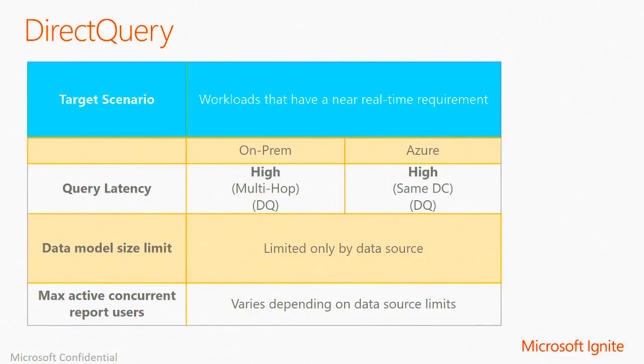Okay, so back to this table. For query latency, we've labeled this high. This is a generalization again, but we labeled this high for both on-premises and Azure. On-premises, obviously, you have the additional hops, and that's still valid for DirectQuery in addition to live connection. But here, in addition, what we tend to see, and this is the reason why query latency is labeled as high for both on-prem and Azure, is that the underlying data sources can be fairly slow at returning the information for the queries that Power BI is sending. And so we've labeled it as high there.